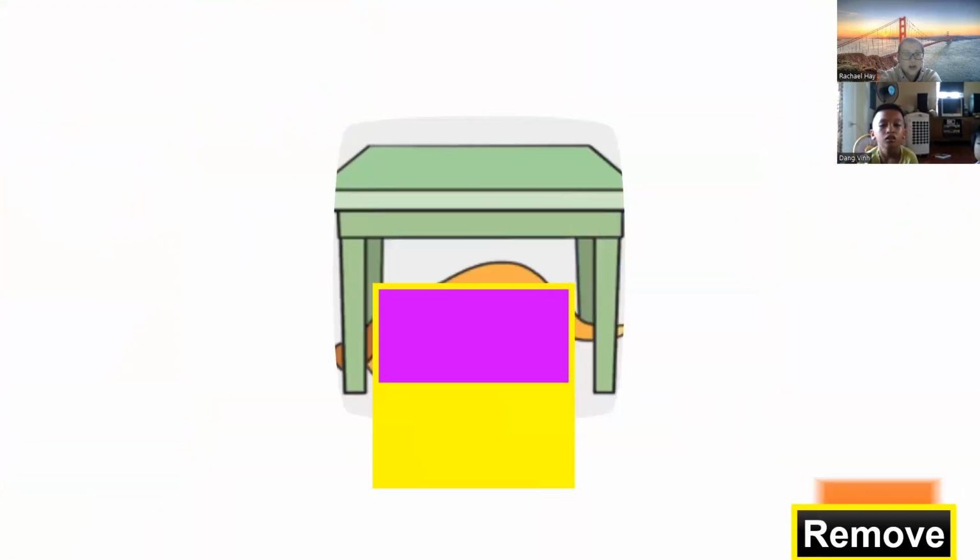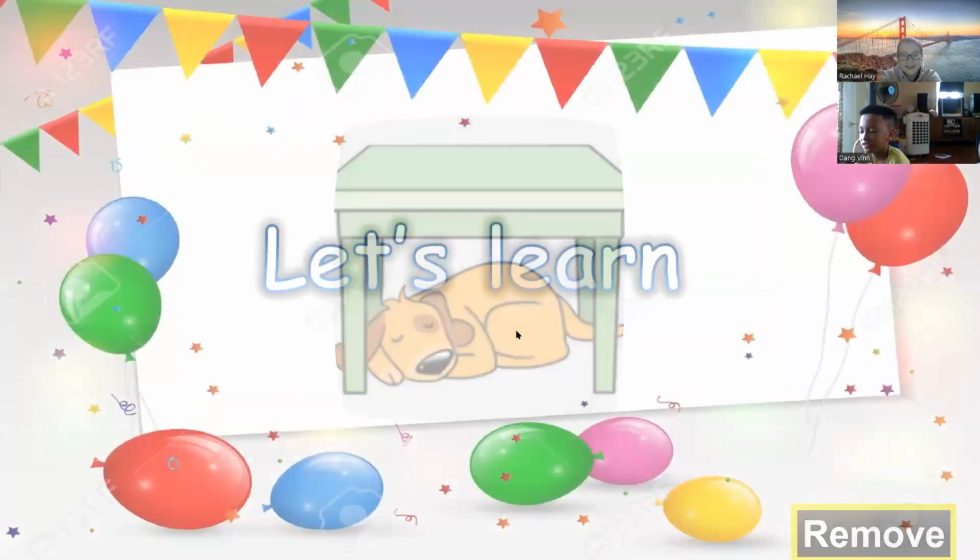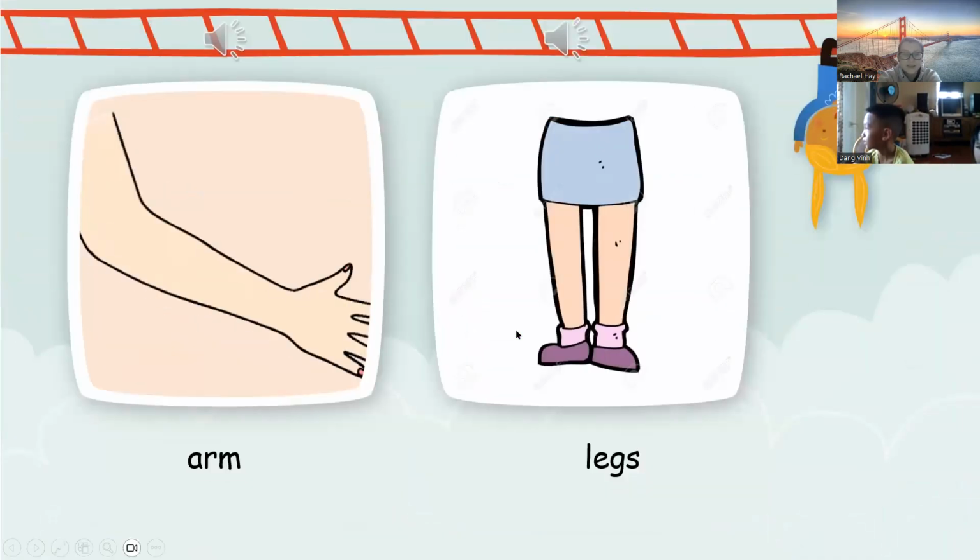Okay, where is the dog? Well, what is that? It's under the table. Very good. He's under the table. Okay, so let's learn. What is this called? Arm. Arm. Leg. Good. And then legs.